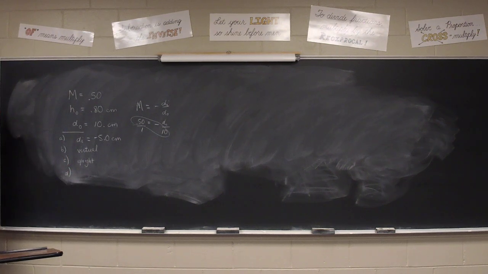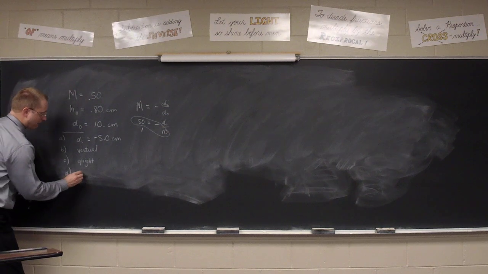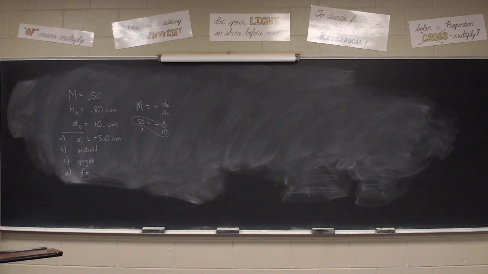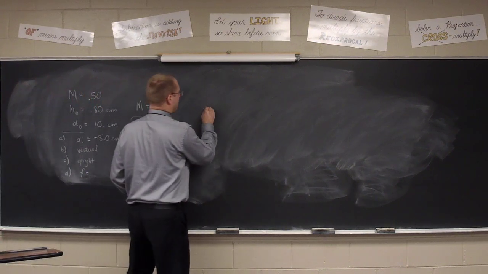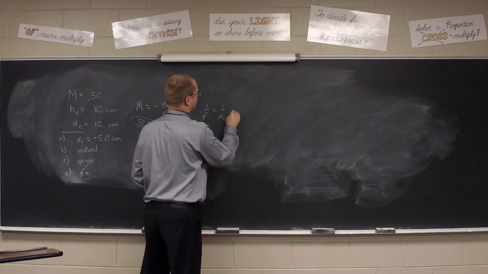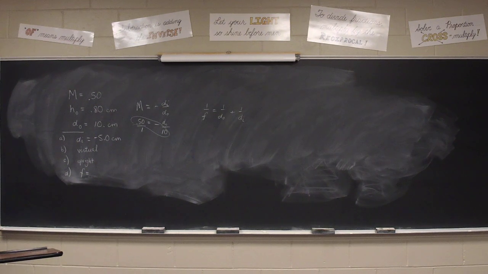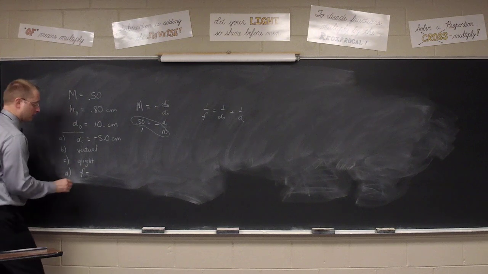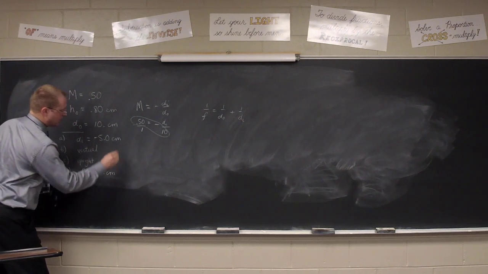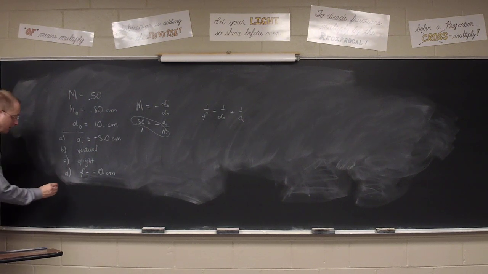Letter D, Audrey. What is the focal length? How am I going to go about finding the focal length, class? Yeah, the thin lens equation, 1 over f equals 1 over d sub o plus 1 over d sub i. And we actually get to solve it as written for a change. We take the reciprocal of the d sub o plus the reciprocal of the d sub i. And we get what for our focal length? Negative 10 centimeters.